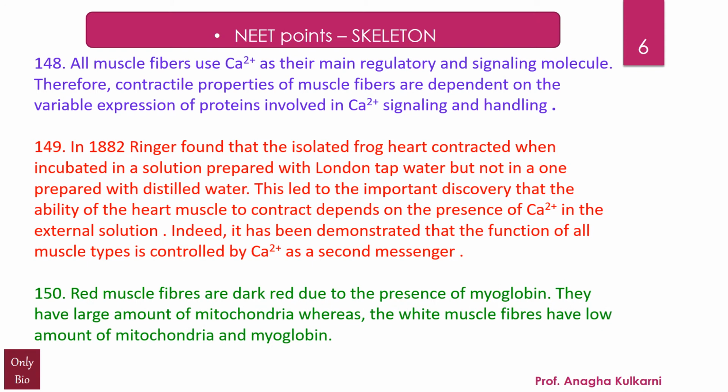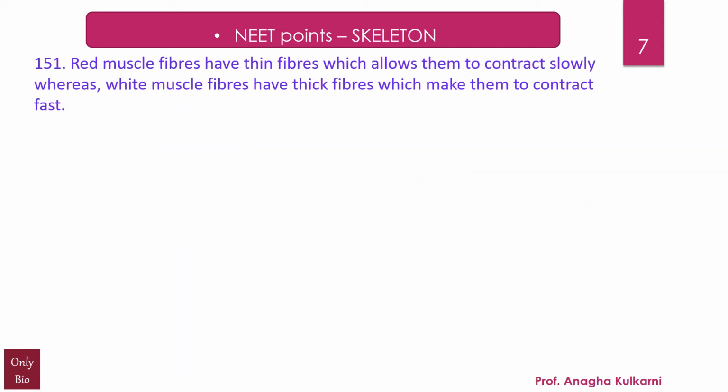Next, red muscle fibers are dark red due to the presence of myoglobin. They have large amount of mitochondria, whereas the white muscle fibers have low amount of mitochondria and myoglobin. Point number 151. Red muscle fibers have thin fibers which allows them to contract slowly, whereas white muscle fibers have thick fibers which make them to contract fast.